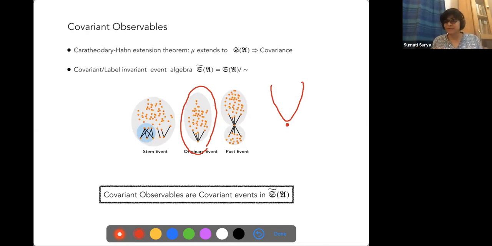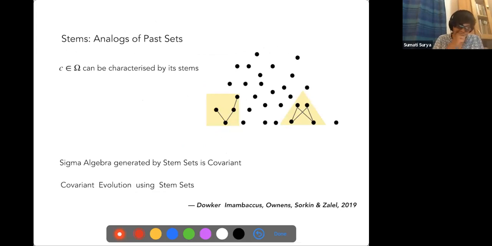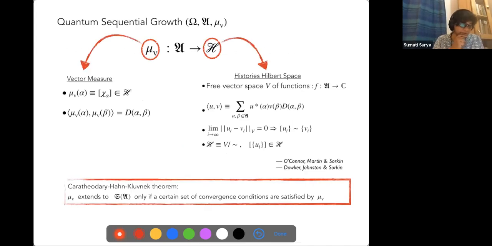And that's it. So I can say, well, what is the probability for this particular thing to happen? I can assign the probability for there to be an originary event. And in the classical case, I definitely have a reasonable interpretation of this. There are also analogs of past sets, which are stem sets. I'm not going to say anything about that, but just end with some remarks on how we quantize this system.